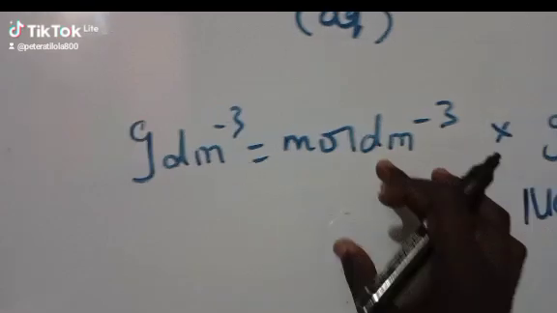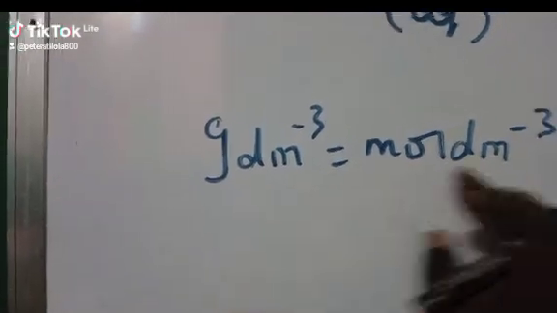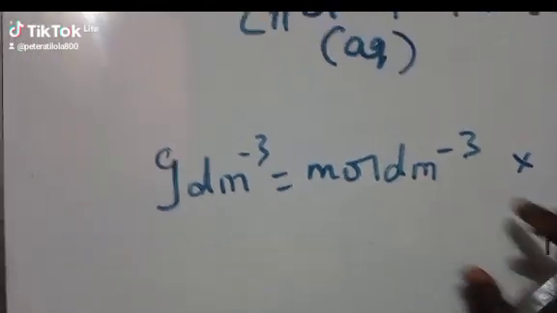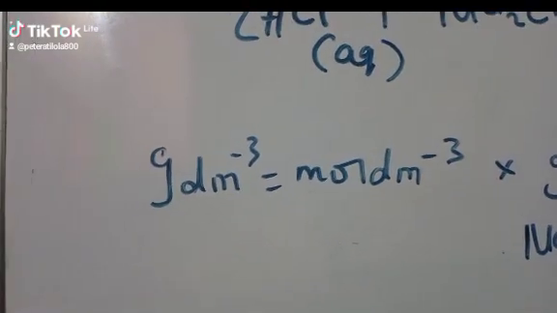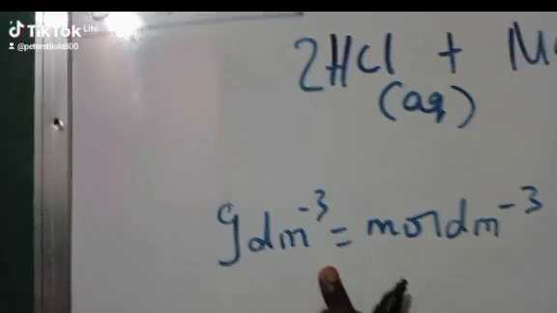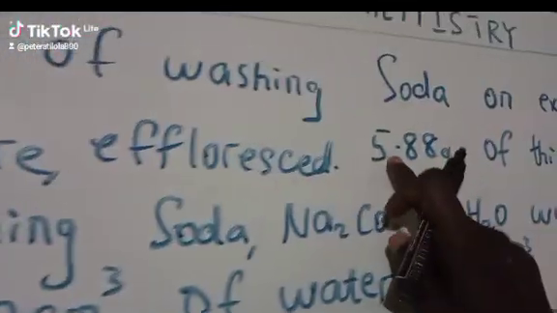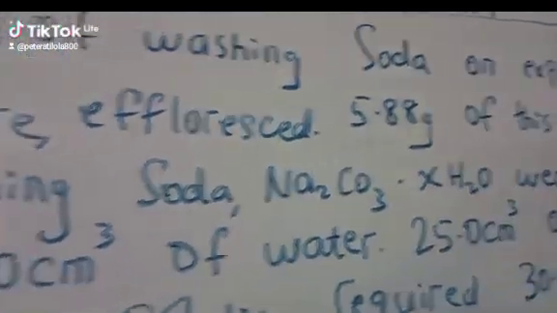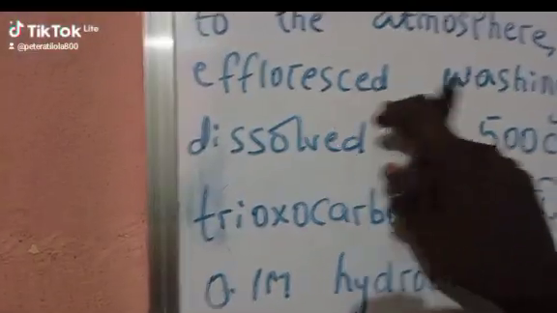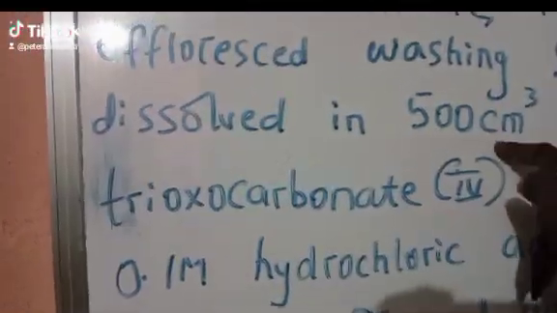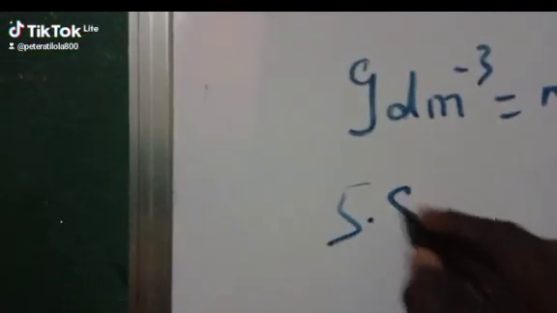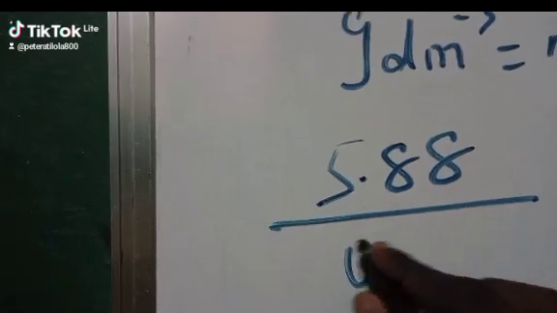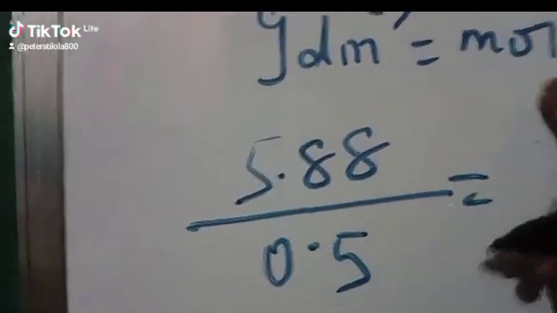So therefore, I think I need to get my mole per dm cube and gram per dm cube of Na2CO3. Now the mole per dm cube of Na2CO3 was not given. You cannot have two unknowns in an equation. The gram per dm cube was given. If you look at it on the board, they say that 5.88 gram of this partly efflorescent washing soda were then dissolved in this volume. Cm cube, you can convert it to dm cube, that is 0.5. So that will be 5.88 over 0.5 is equal to gram per dm cube.